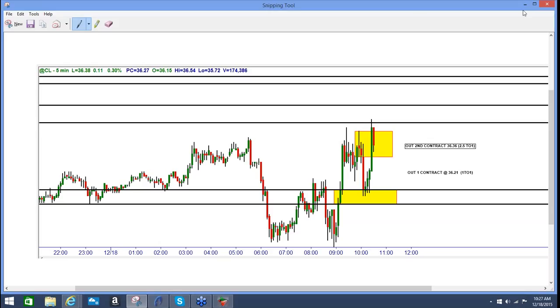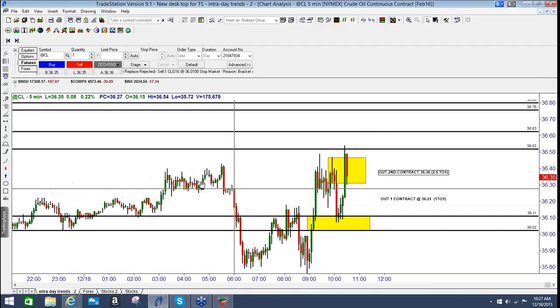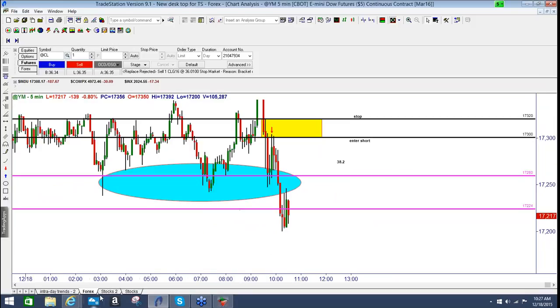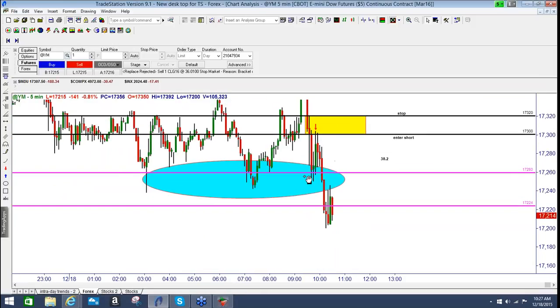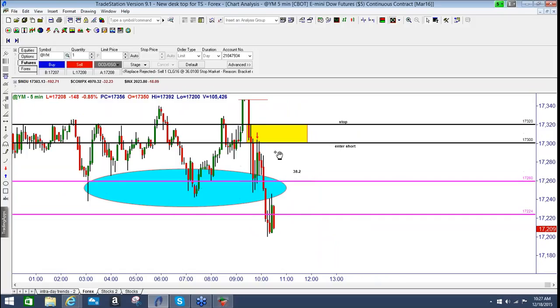Alright. Let's see how that YM trade's doing. Alright. So just for a review, this second line, same system. I didn't take this trade, and I was pretty specific about it. I wish I had, but came in, came out.